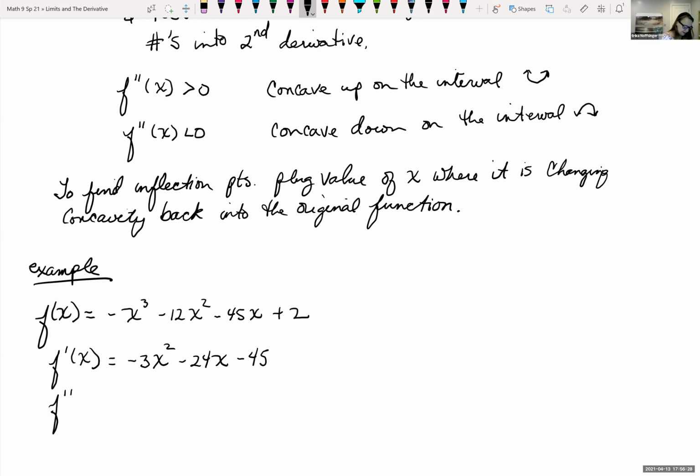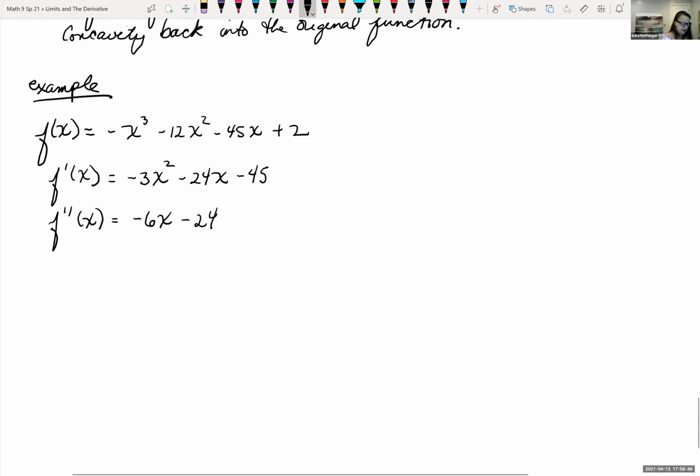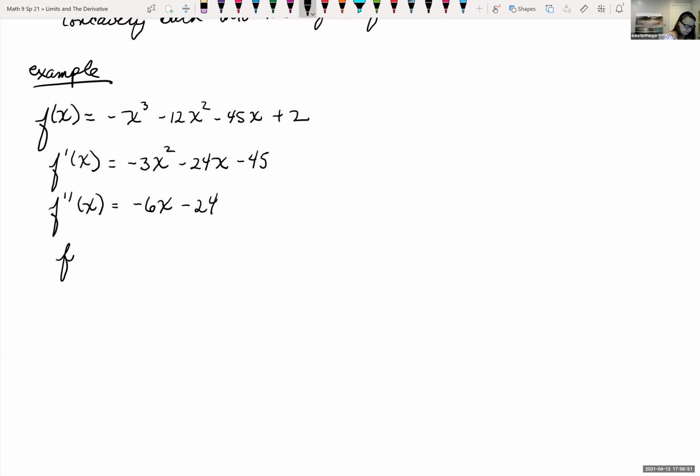So now we want to find the second derivative. So taking the derivative of negative 3x squared, we get minus 6x. Derivative of negative 24x is minus 24. And the derivative of negative 45, a constant, is 0. So we need to find when the double derivative is equal to 0 or undefined.